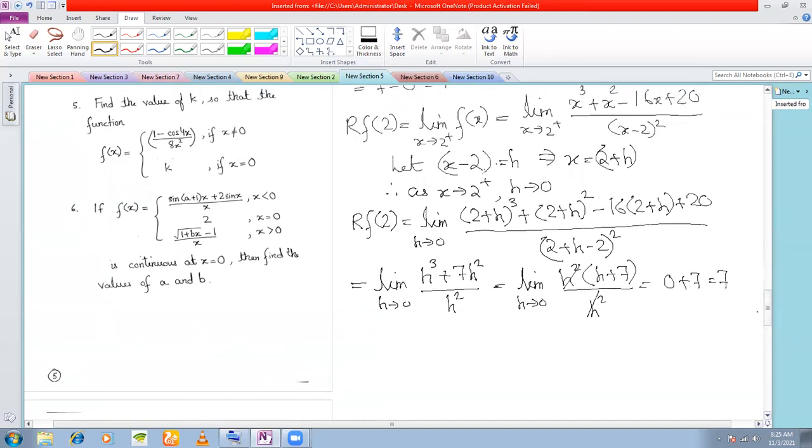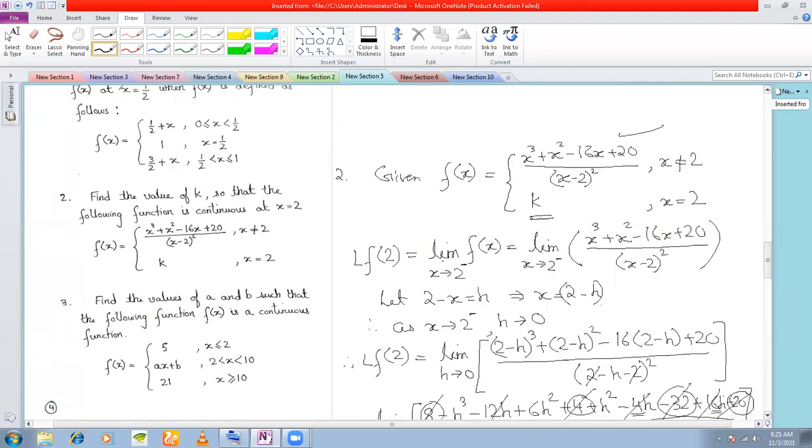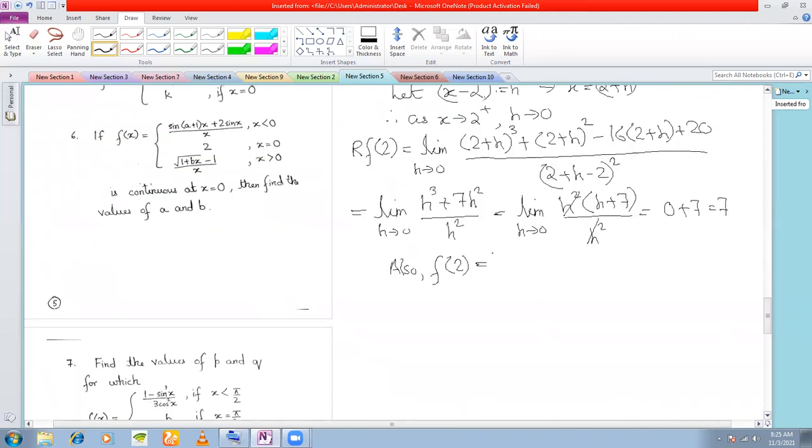Okay. So now we want to find f2 also, right? What is the value of f2? If you see in this function, the value of f2 is k. At x is equal to 2, the value of the function is k. So f2 is equal to k.